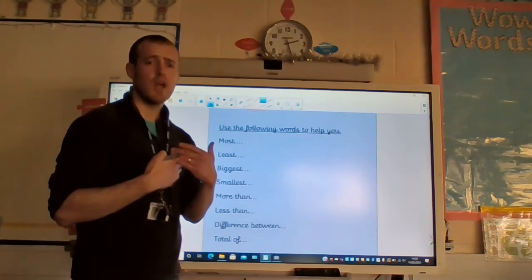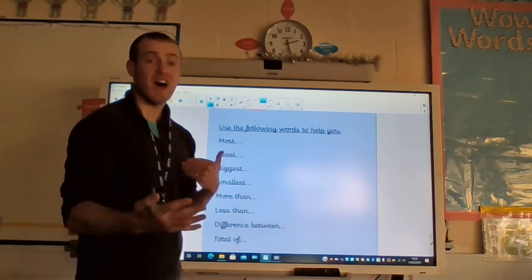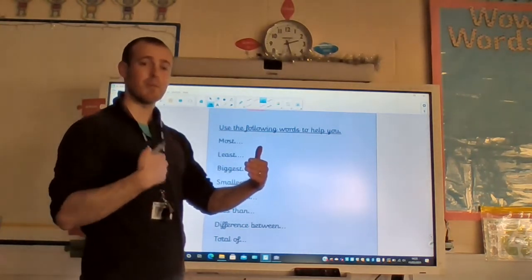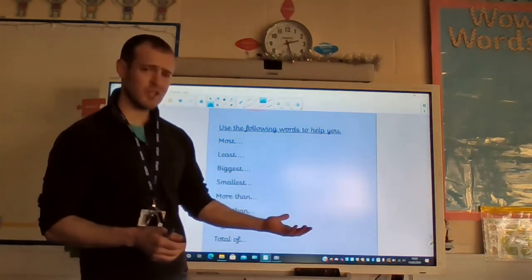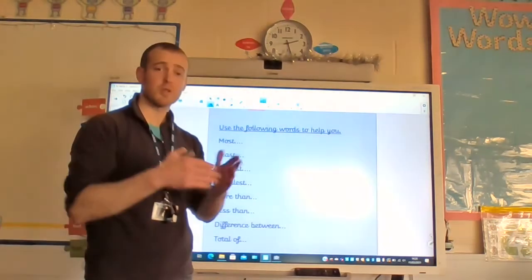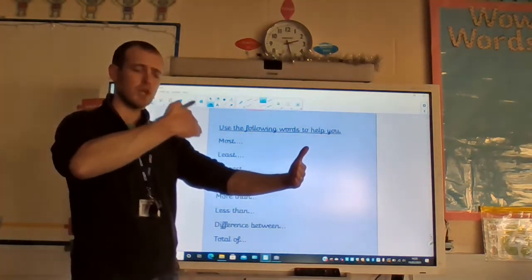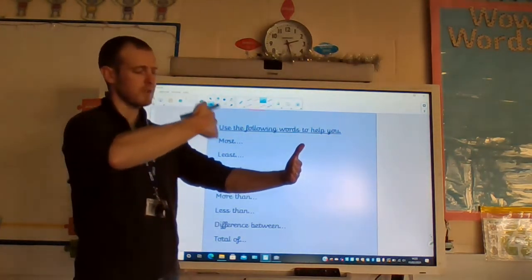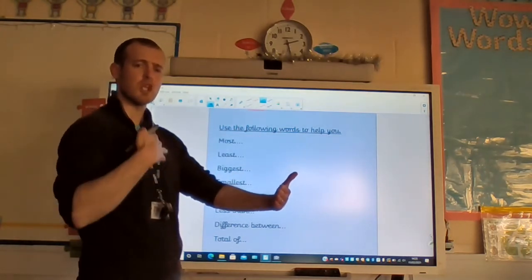So you could say which animal had more votes than another one. You could say less than. How much less would that be? You could say, well, what's the difference between this choice and this choice? And you'd subtract the two numbers. So again, difference, if we were drawing a number line, it'd be the amount of jumps between a start number and our end number. So it'd be what's the difference in jumps between it? Or what's the difference in votes between the two?